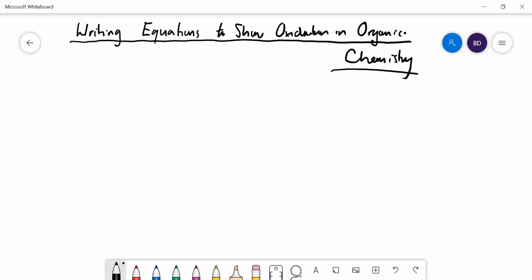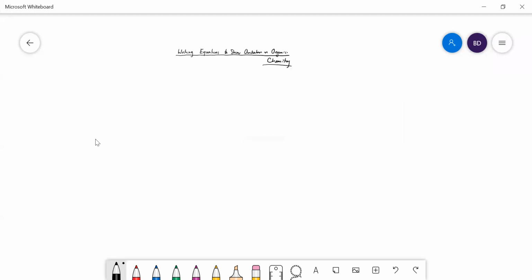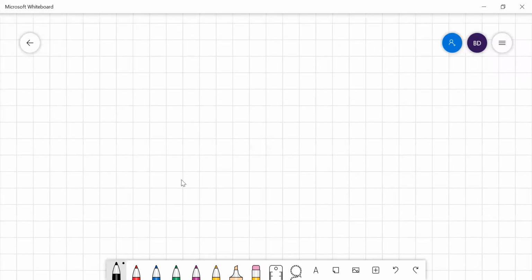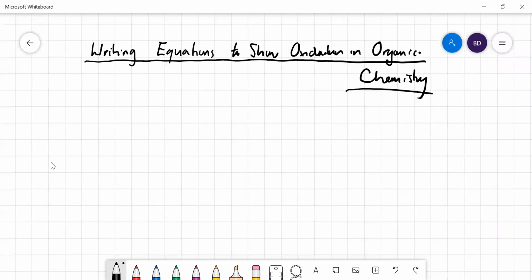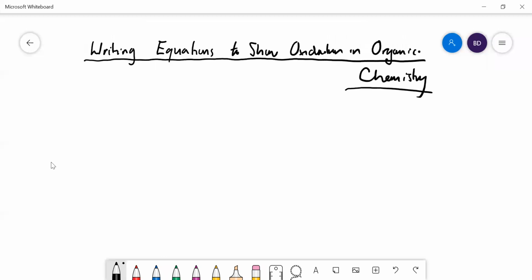Okay, we're going to show how you should represent oxidation reactions of alcohols, how the exam board want you to do them. So here we have got ethanol, CH3CH2OH, and you're going to oxidize it to an aldehyde.